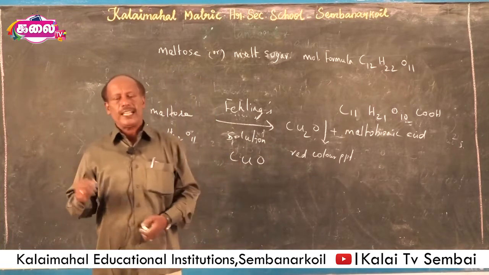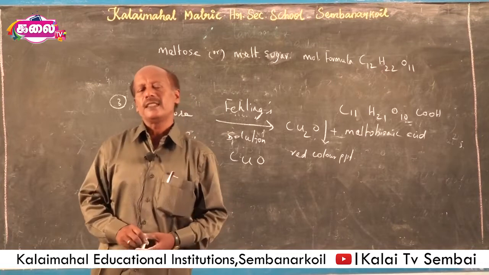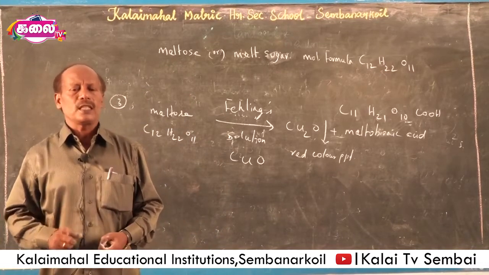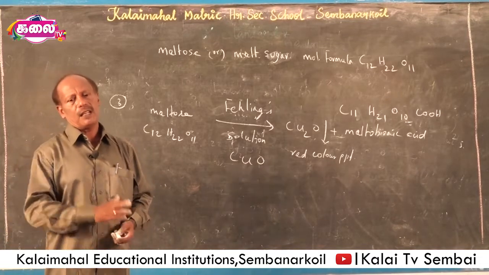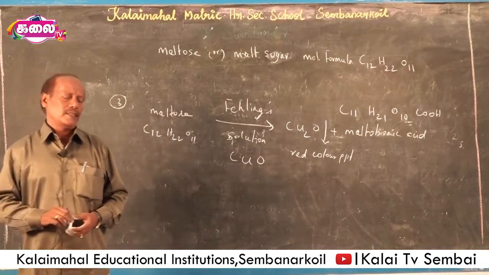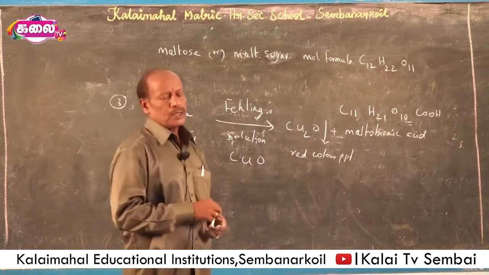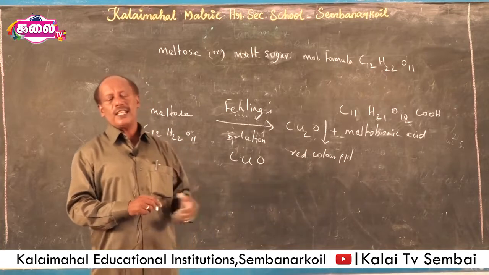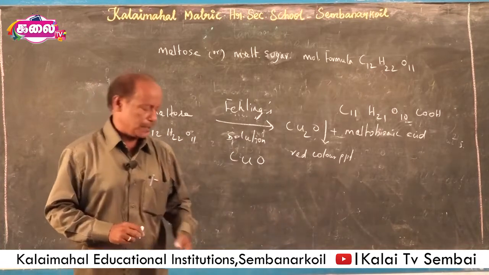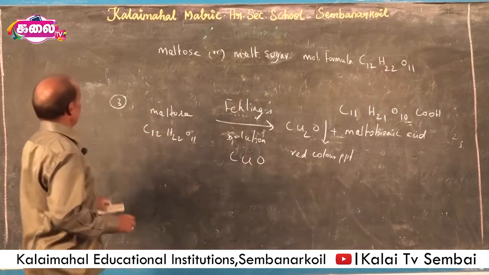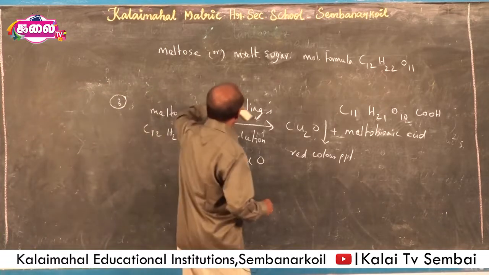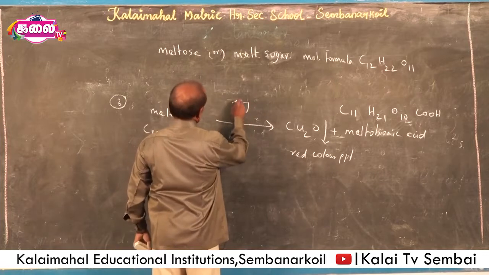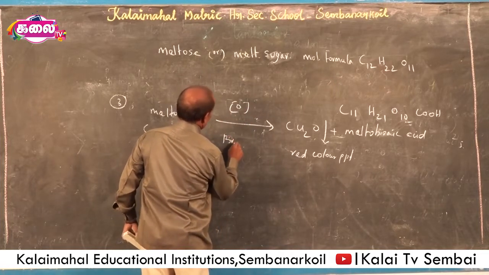These two reactions show that the carbonyl group present in maltose is an aldehydic function, not a keto function. That is why maltose is called a reducing sugar. It reduces Tollens reagent as well as Fehling's solution. Then maltose is subjected to oxidation using bromine water.